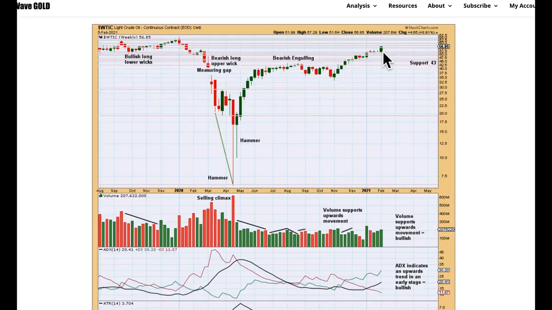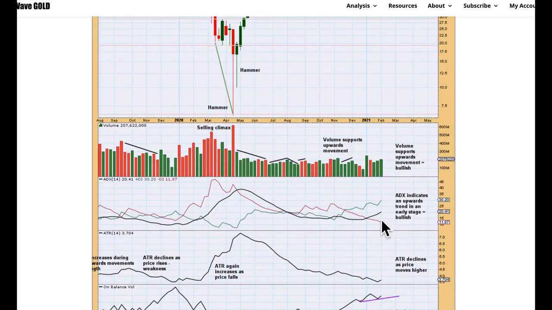At the weekly chart level, another strong upward week for oil with support from volume is bullish, and supports the idea that next week we'll probably see more upward movement. ADX at the weekly chart level still indicates an upward trend, which is still in a relatively early stage. There's a long way to go before this trend would reach extreme.